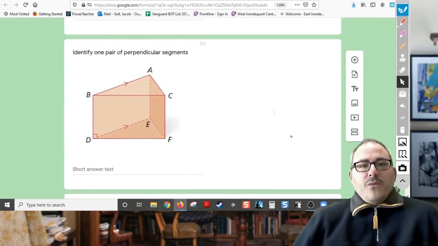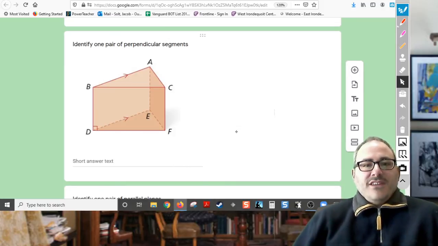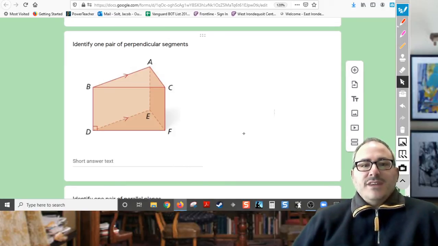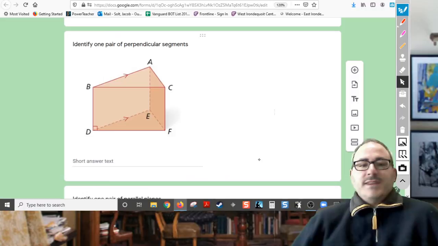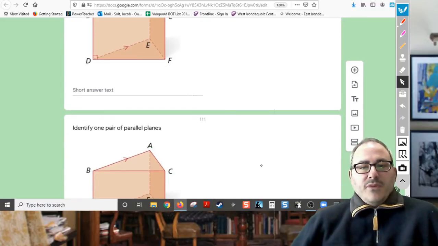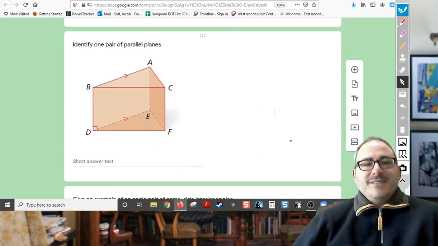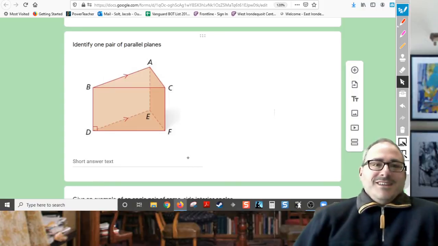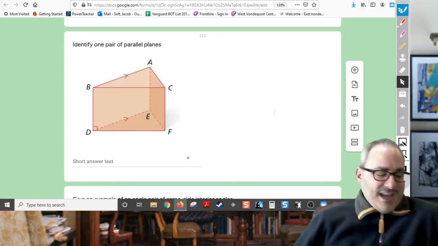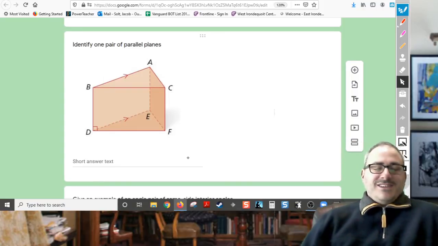All right, identify one pair of perpendicular segments. So you're looking for that 90-degree angle. I'm going to let you do that. Look for the notation. I see a notation on this diagram which indicates a 90-degree angle somewhere. Okay, you can do the rest. Remember, you can always pause me whenever you need to, right? Need me to shut up? You can rewind, fast forward, skip parts. If these are easy, you can skip this part.